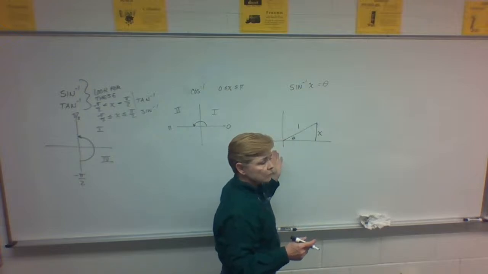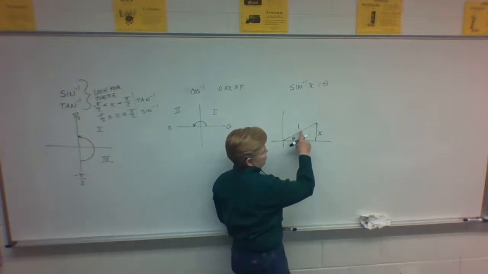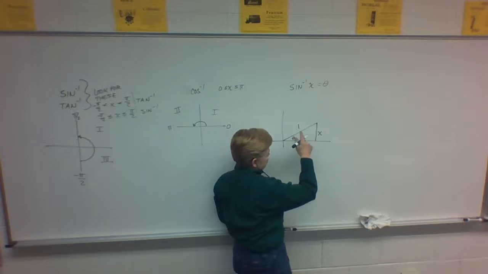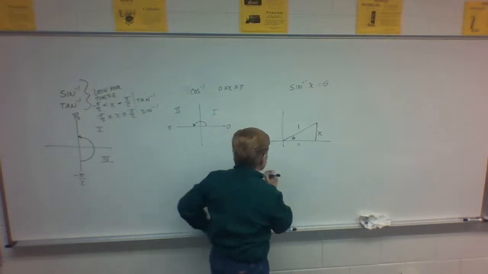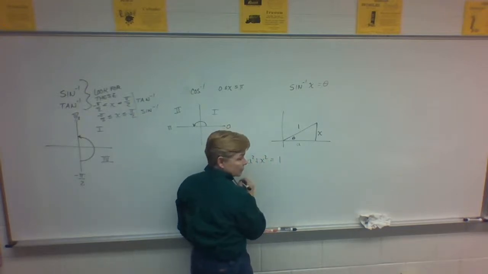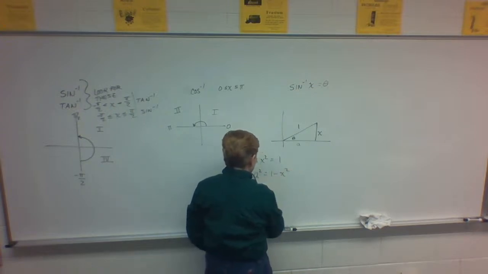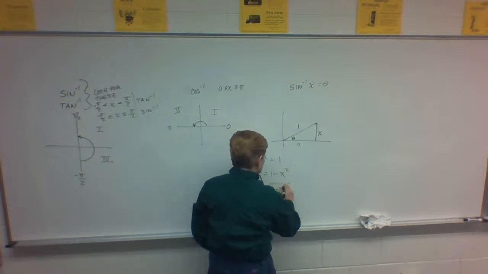Now it says define all 6 trig functions based on this. Well, we need Pythagoras' help. I'll call this side a for just a minute. Then the Pythagorean theorem says that a squared plus x squared equals 1, so a squared is equal to 1 minus x squared, and a is equal to the square root of 1 minus x squared.